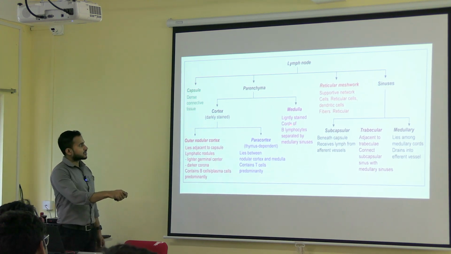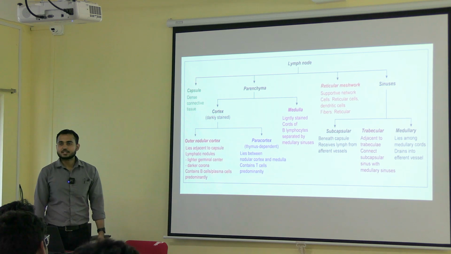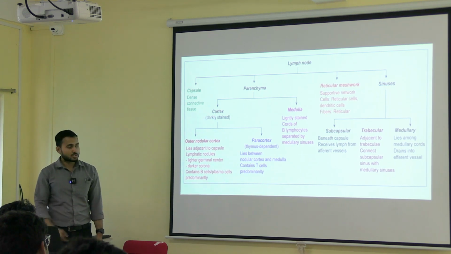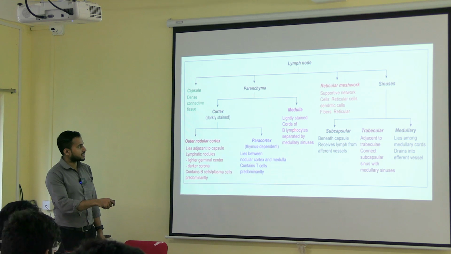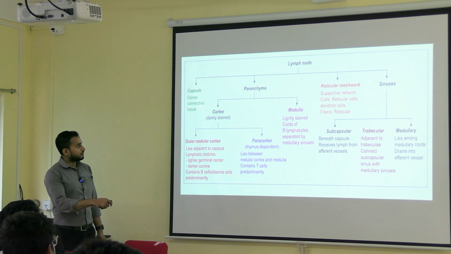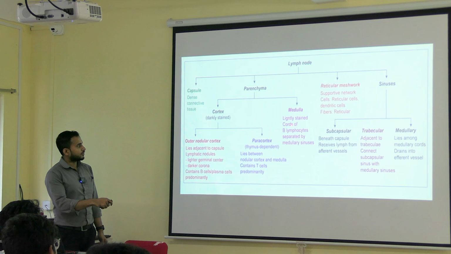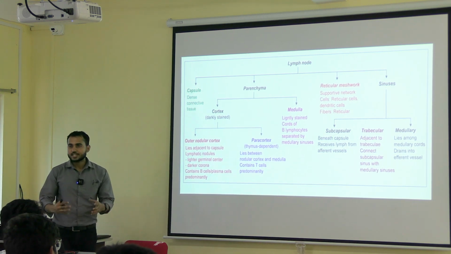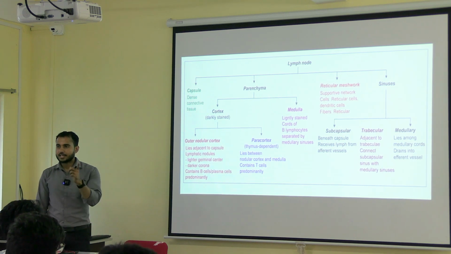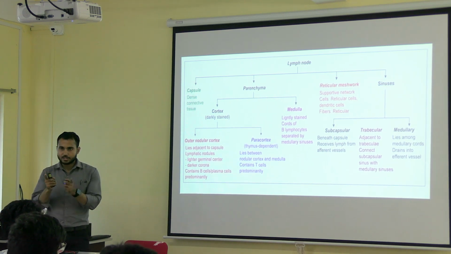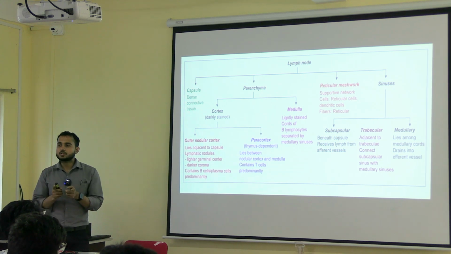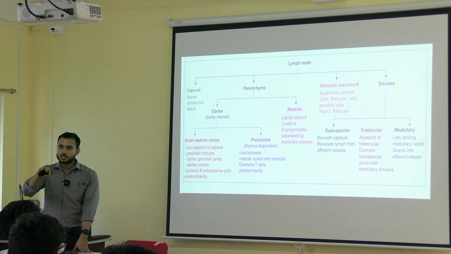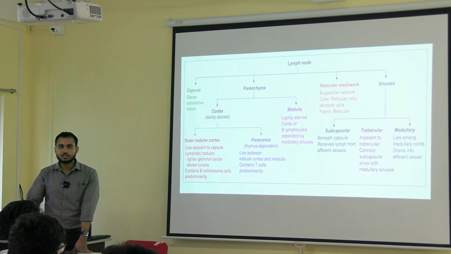Next, if you see the medulla, first of all, it is lightly stained. Why it is lightly stained? Because the concentration of B lymphocytes are less. Okay. Now these B lymphocytes are mainly in the form of cords, and they are separated by medullary sinuses. Huge amount of sinuses are present. So when you will see the slide of spleen and when you will see the slide of lymph node, okay, the best way to differentiate is when you will focus on the medulla, you will see so many spaces are there, large spaces. Those are nothing but the medullary sinuses.